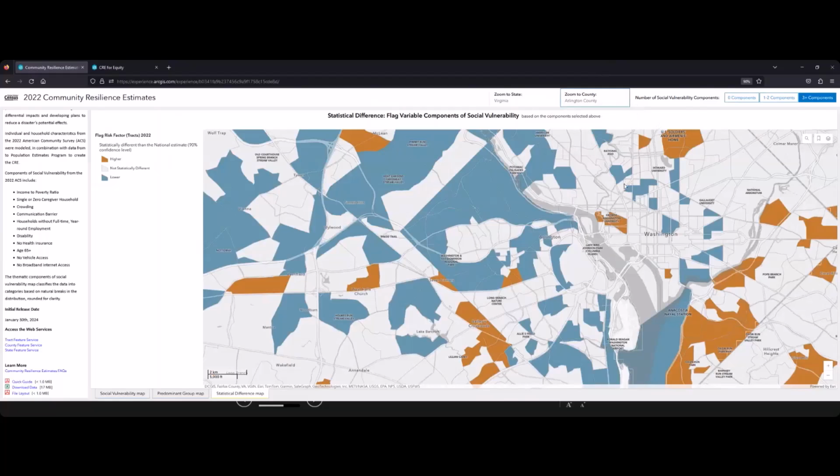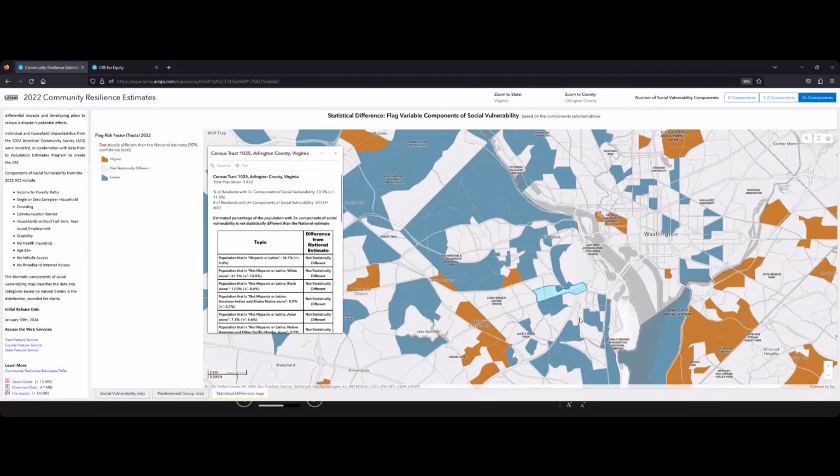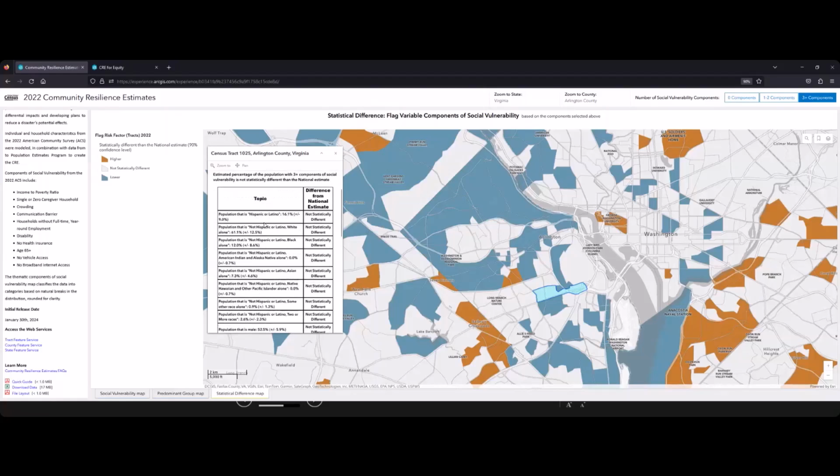So remember that the CRE provides estimates down to the tract level. So if we randomly click on any of these geographies, we see census tract 1025 in Arlington County. The percentage of residents with 3 or more components of social vulnerability is estimated at 10.5%, which is not statistically different than the national estimate. The population that is Hispanic or Latino is estimated at 16.1%. That is statistically different.